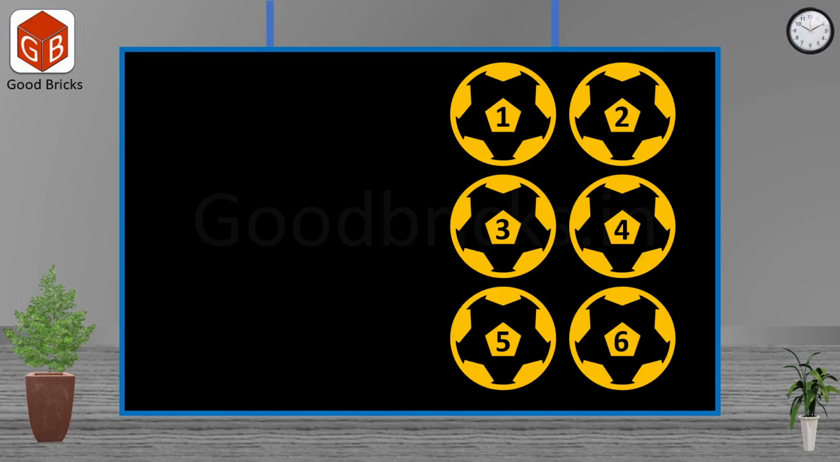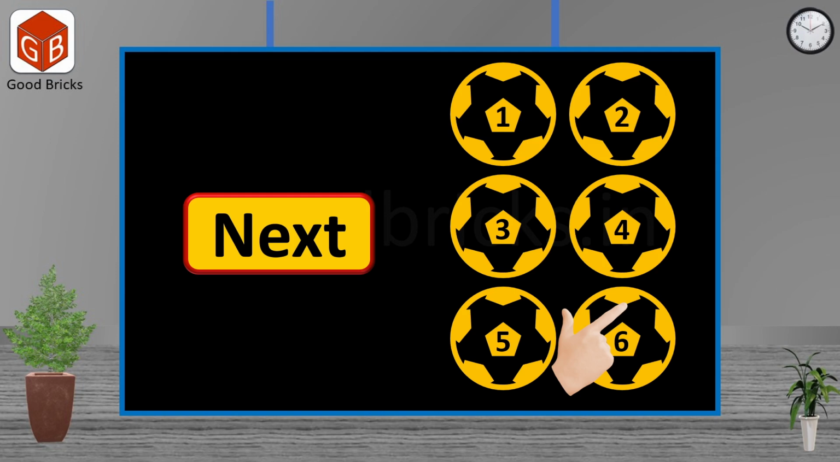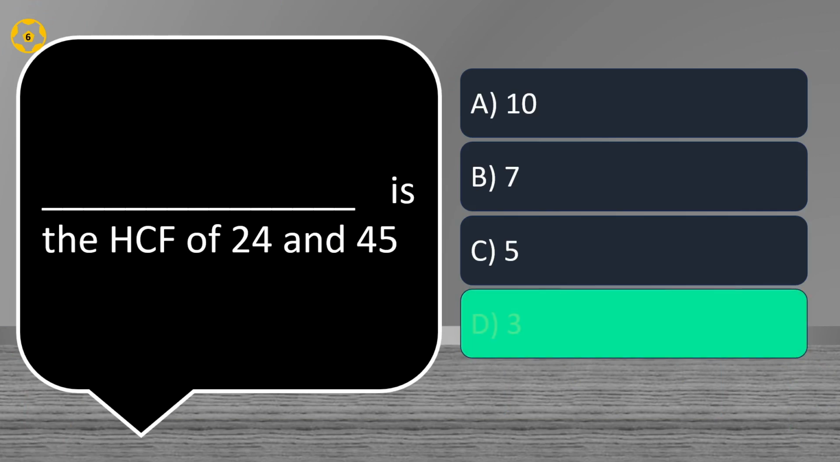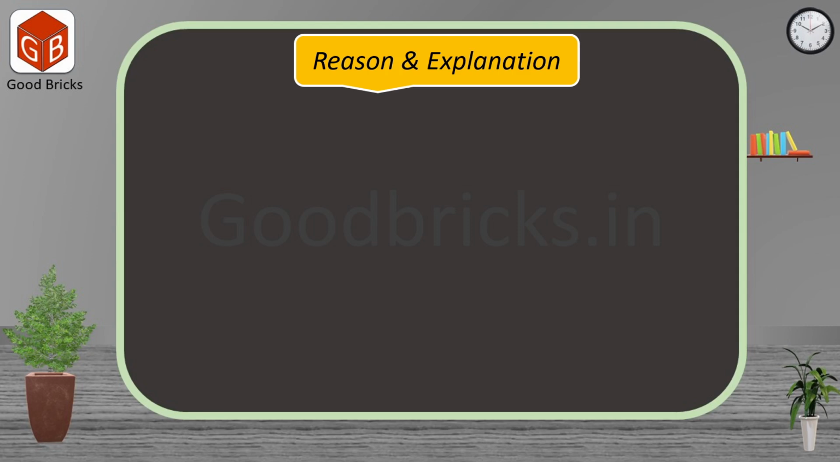Let us look at the last question from this set. And the question is: dash is the HCF of 24 and 45. The correct answer is, and let us look at the explanation part.